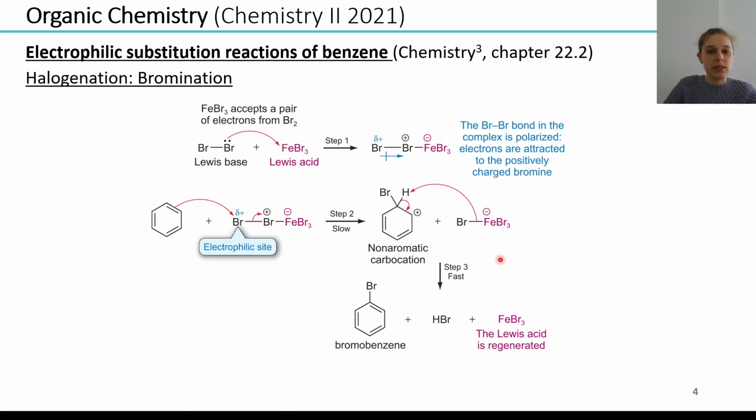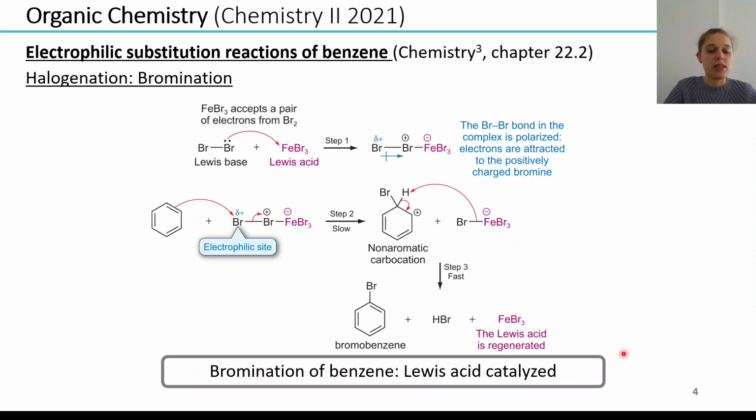And then we have a third, fast step where we have a deprotonation step of this carbocation in order to regenerate the aromaticity, and then we finally end up with this bromobenzene molecule, which is now a substituted benzene molecule, where we exchanged one hydrogen atom with bromine. Additionally, we generate hydrogen bromide, and we regenerate our Lewis acid. So the bromination of benzene is always a Lewis acid catalyzed reaction, and the mechanism is an electrophilic substitution reaction mechanism.